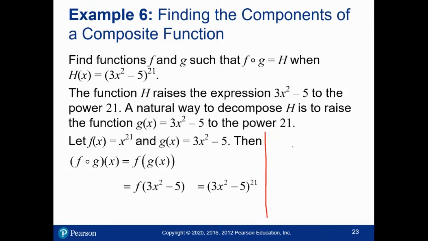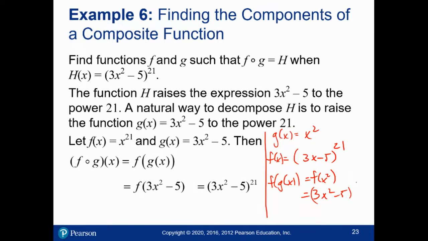For example, I could do g of x equal to, how about x squared, and then f of x is (3x minus 5) to the 21st. Then what's f of g? I take x squared and plug it into f, and I get (3x squared minus 5) to the 21st, which is the same thing. There was not going to be a unique solution here. You could even do some weirder stuff.